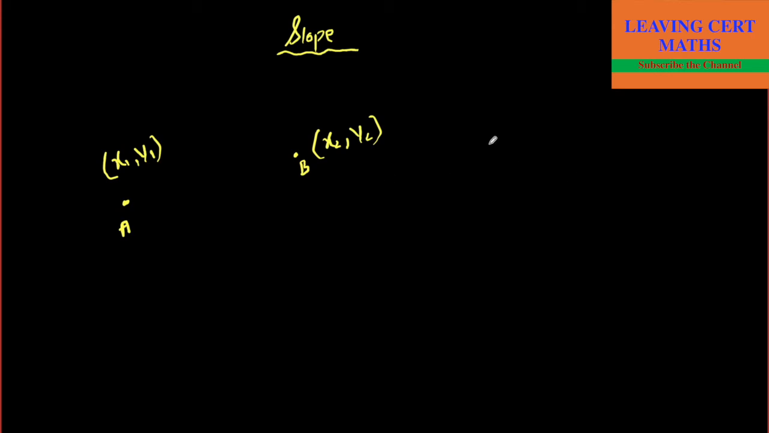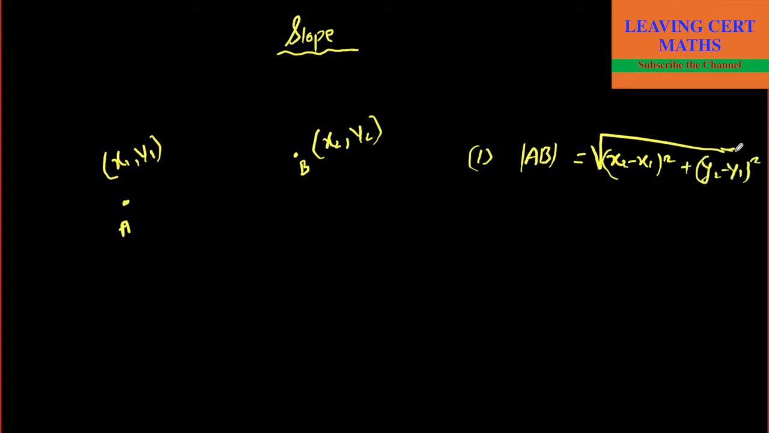The first thing is you can use the distance formula, which finds the distance between them: the square root of x2 minus x1 whole square plus y2 minus y1 whole square. That is the first thing you can do. The second thing is you can find the midpoint between them, which is x1 plus x2 over 2 comma y1 plus y2 over 2. That is the second thing.